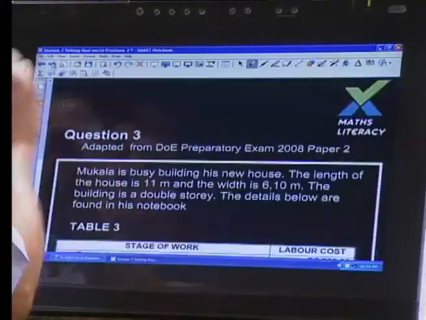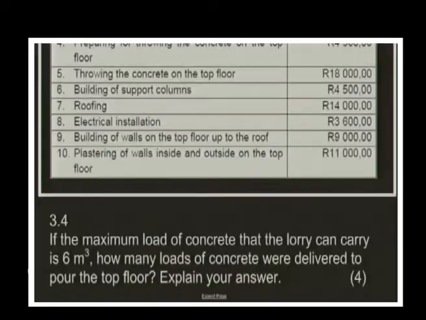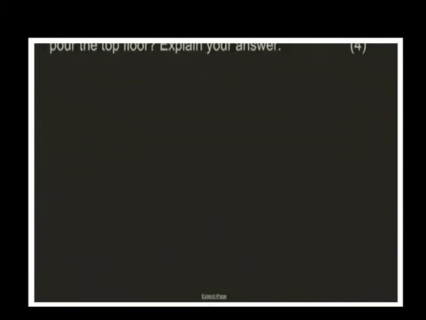Okay, next part of this question. If the maximum load of concrete that the lorry can carry is 6 cubic meters, how many loads of concrete were delivered to pour the top floor? Explain your answer. Okay. Now, this explain your answer, oh my goodness, that opens up quite a can of worms here, because do I explain in English or do I explain mathematically? Now, I would probably accept both answers, but then I'm a nice guy. I don't know what your teacher would do, but hopefully they do exactly the same thing.